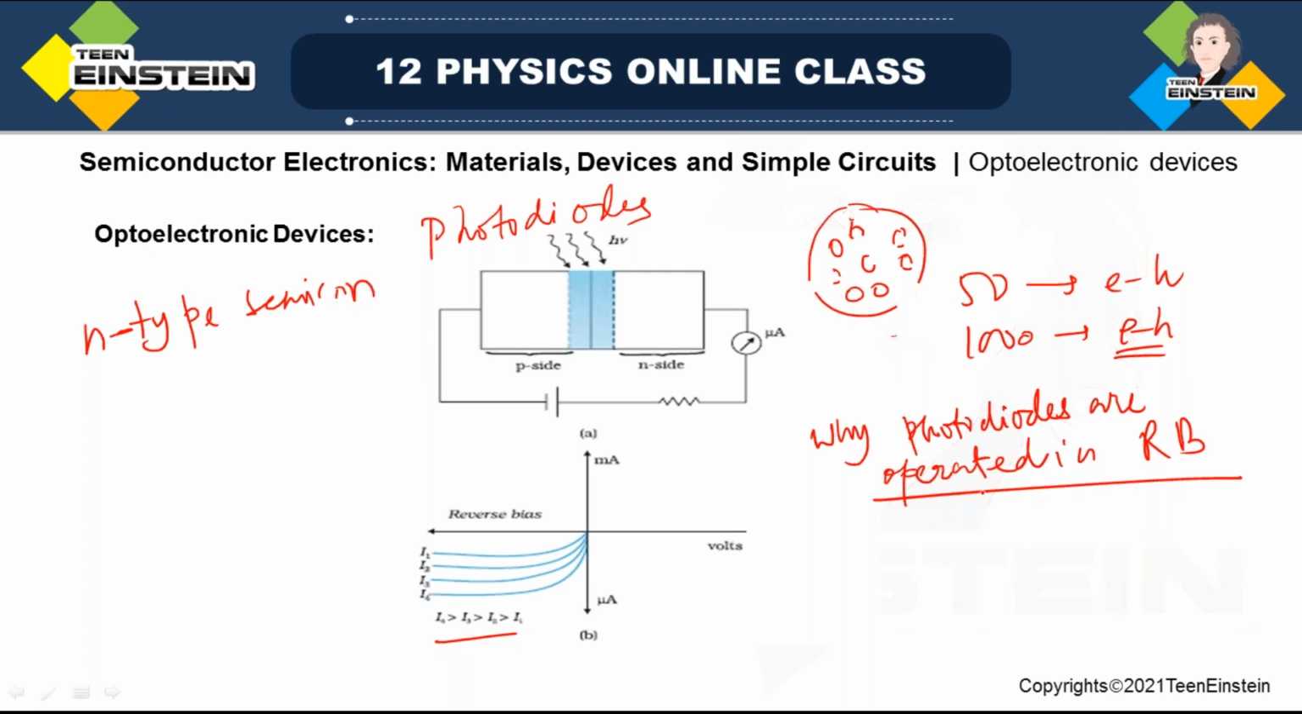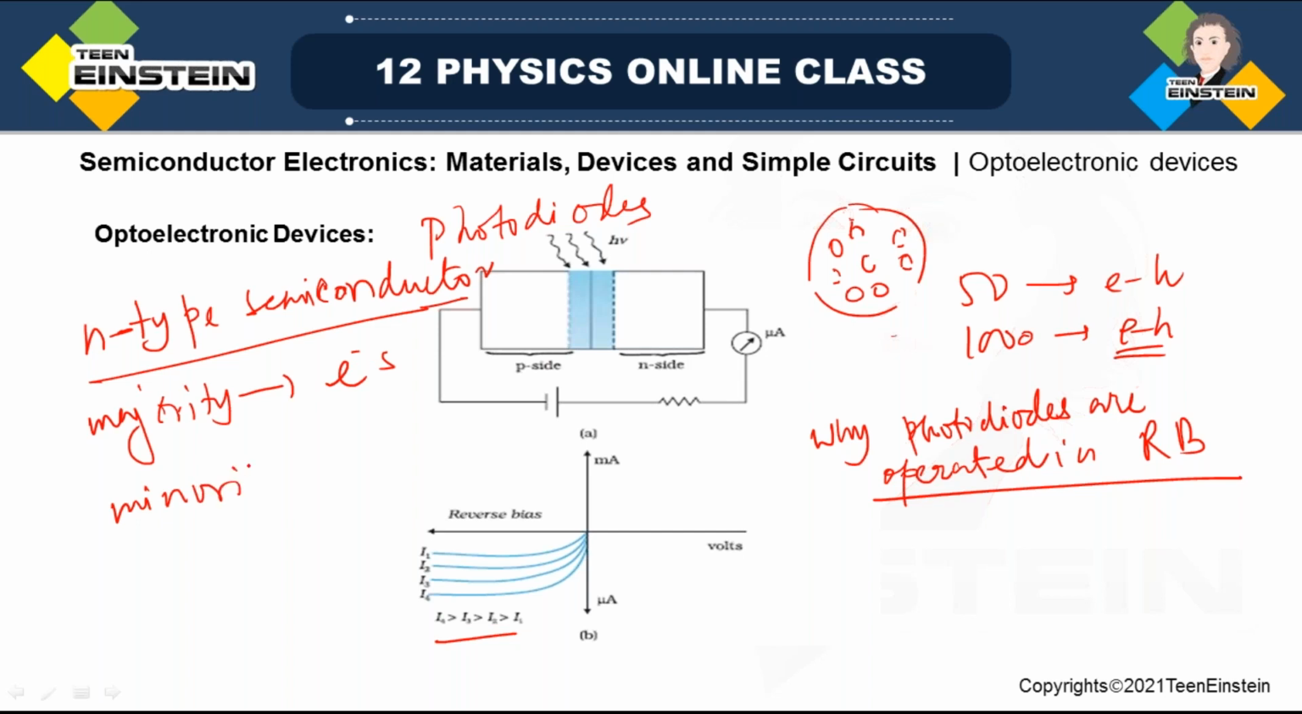Now I am discussing why these photodiodes are operated in reverse bias. So let us take an n-type semiconductor, and in an n-type semiconductor, the majority charge carriers will be electrons, and the minority carriers will be holes.